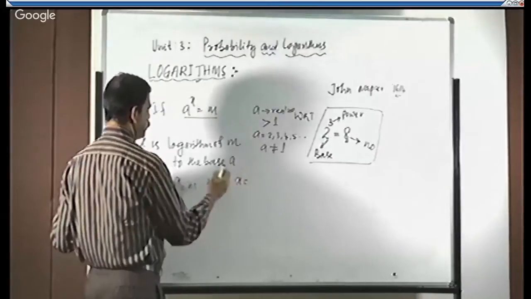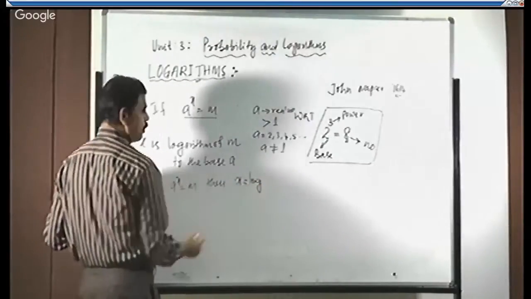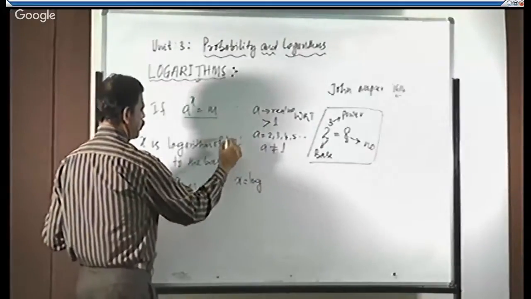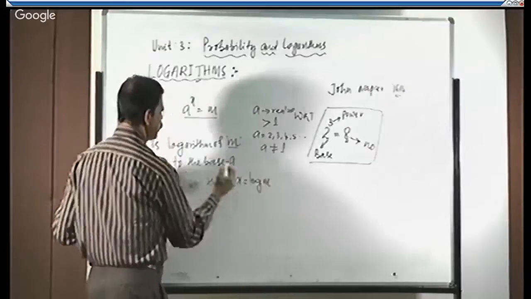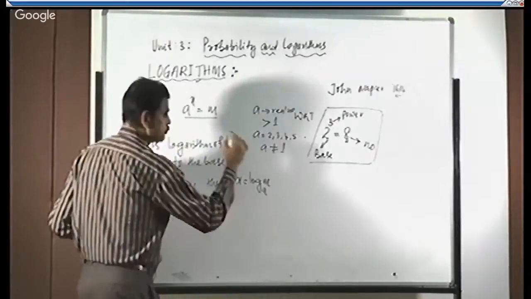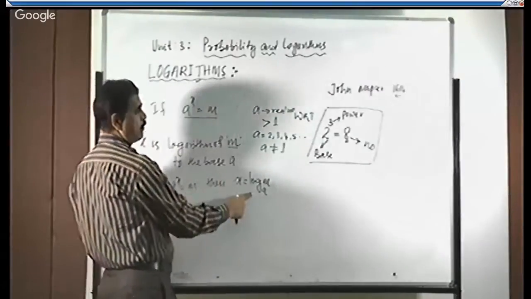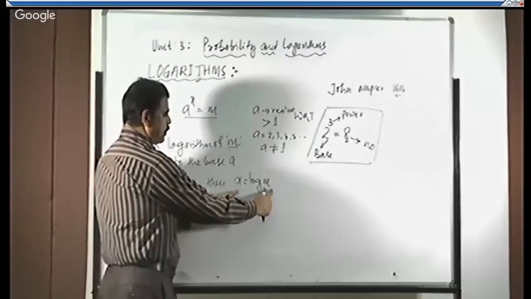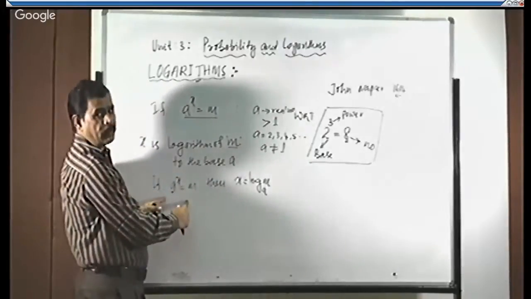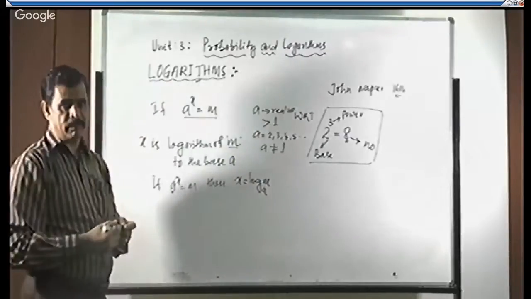Hence, mathematically, it is written as: if a to the power of x is equal to m, then x is equal to logarithm of m to the base a. So if it is in index form, we can write it in log form. If it is in log form, we can write it in index form. The definition of logarithm. Clear?